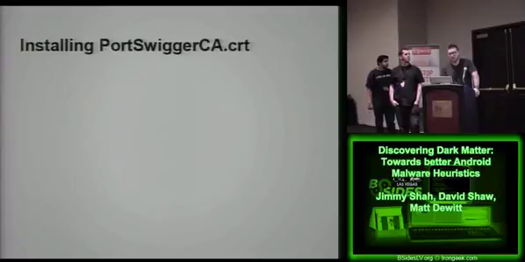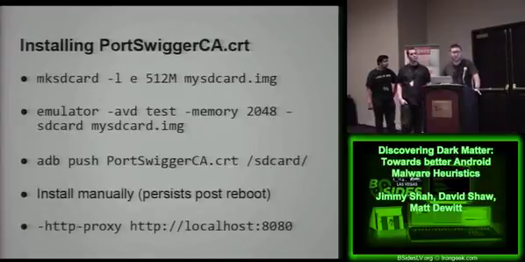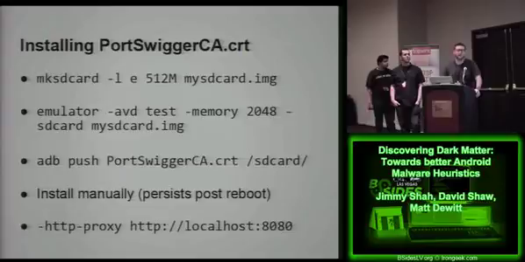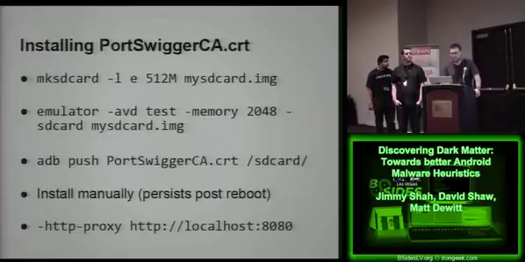So again, Google sort of helps us out in maybe a backhanded way by having the mksdcard command. We can basically create an image file for an SD card, mount it with the -sdcard command, and then use ADB to push the cert onto the phone, then install it manually. And that persists post-reboot, so you only need to do it once. And then that works a lot better. You can just run the HTTP proxy directly to whatever your intercepting proxy is. Again, we use Burp, so localhost 8080.